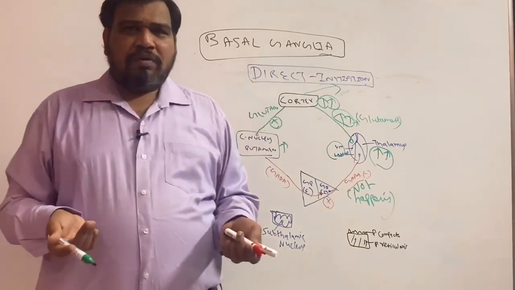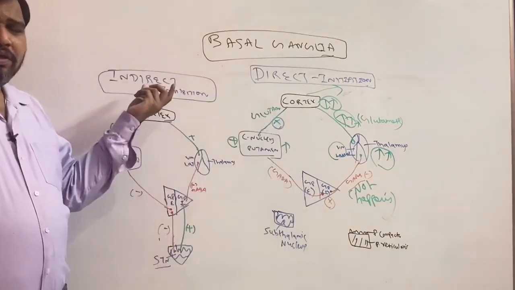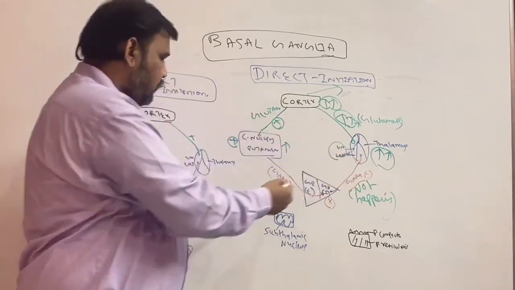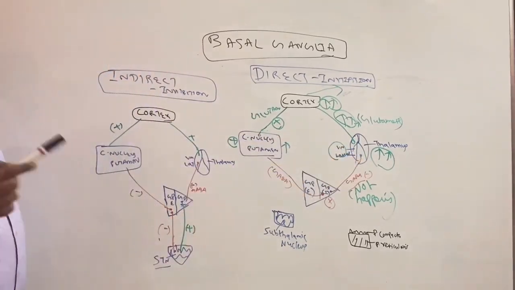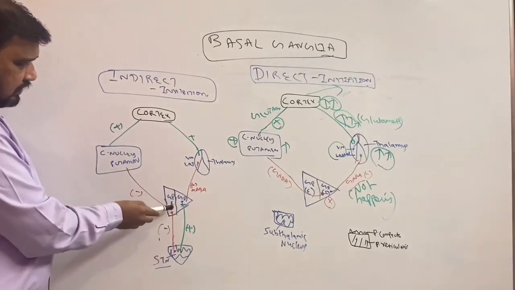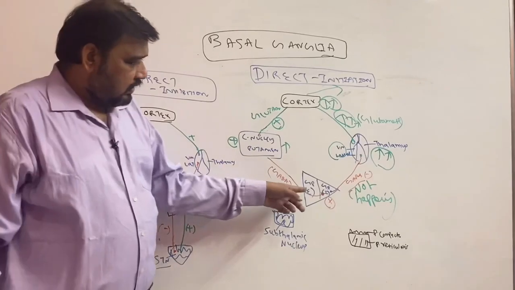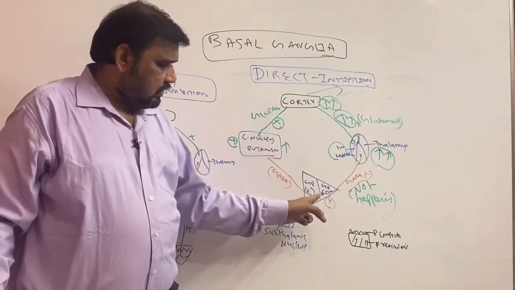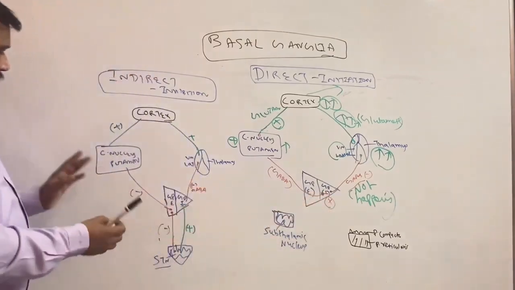Now I will discuss the indirect pathway. If you compare this diagram and this diagram, you can see two nuclei have been added extra, that is the subthalamic nucleus and globus pallidus externa. In the previous direct pathway, the corpus striatum directly sends signals to the interna. But now we will concentrate here.